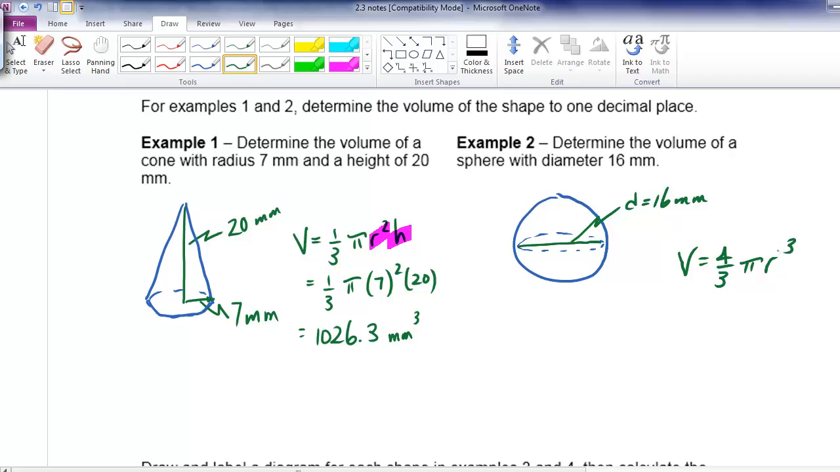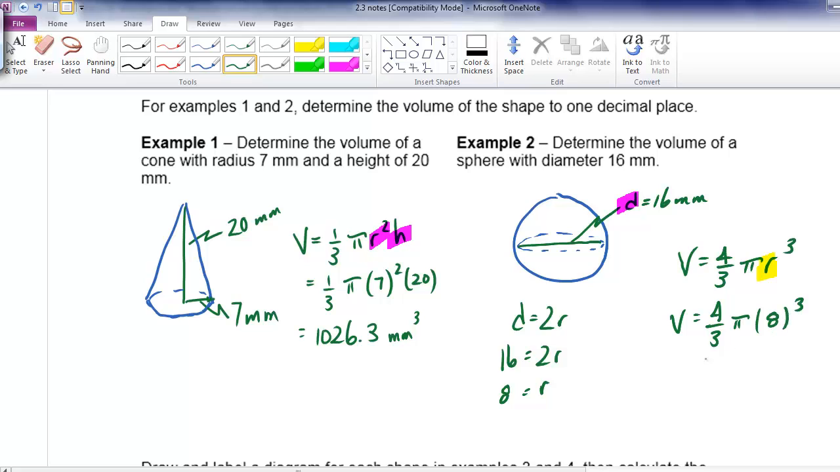What I hope you recognize right away is in our volume formula, we need radius, but we're given diameter. Those are not the same, but there is a really nice relationship, right? Diameter is equal to twice the radius. So if my diameter is 16, then my radius is going to be 8. And we can go ahead and plug that in.